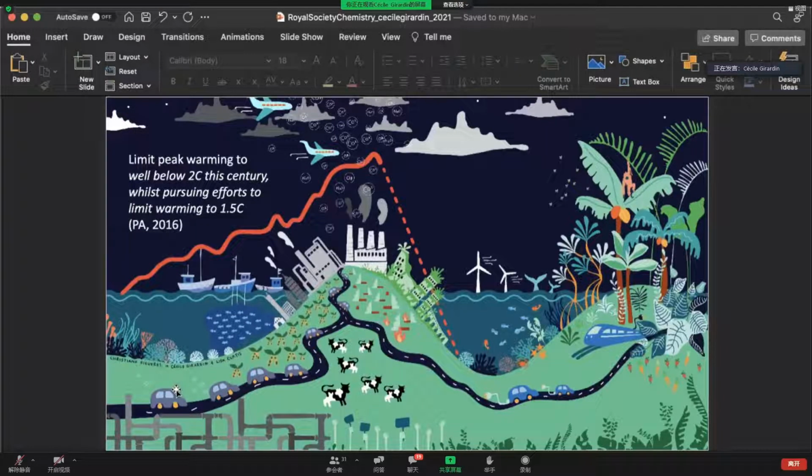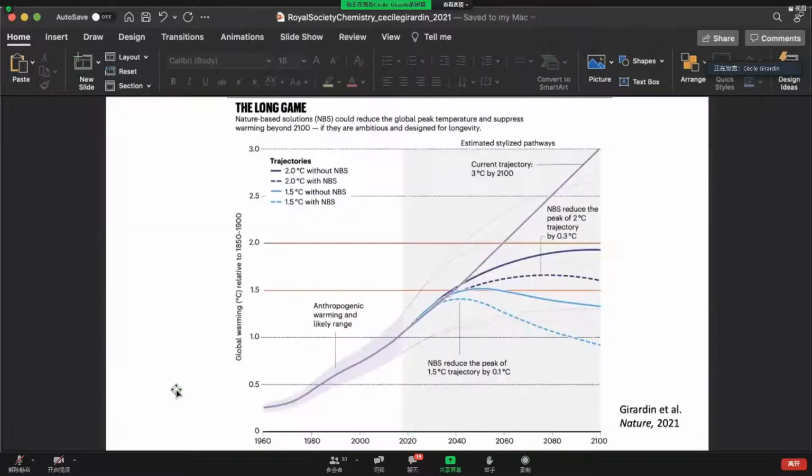How does it impact limiting peak warming to well below 2 degrees this century whilst pursuing efforts to limit warming to 1.5 degrees C? To do this, we included the mitigation potential estimates in an IPCC model. This is the IPCC model that you will find on the first page of the summary for policymakers from the 1.5 degree IPCC report that came out in 2019. The pale blue line is our trajectory if we are peaking at 1.5. The dark blue line is if we're peaking at 2 degrees C.